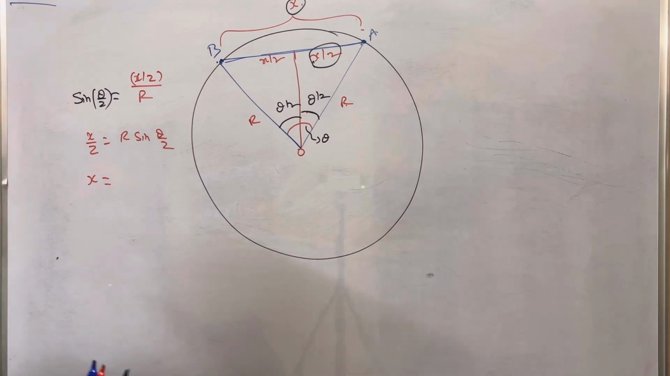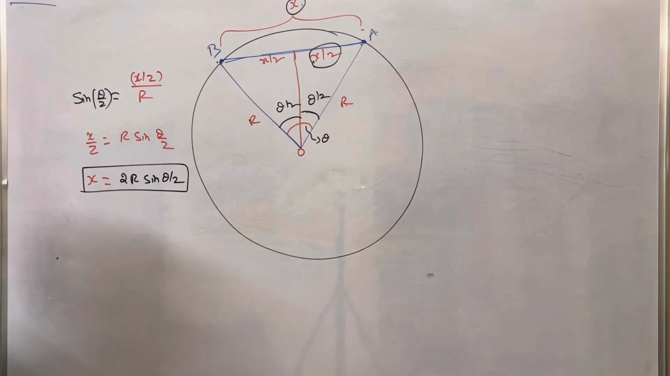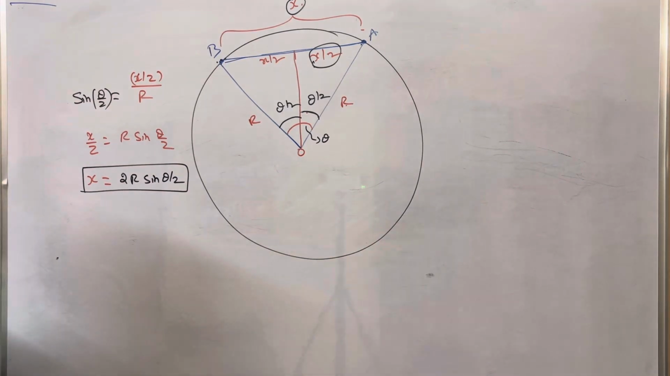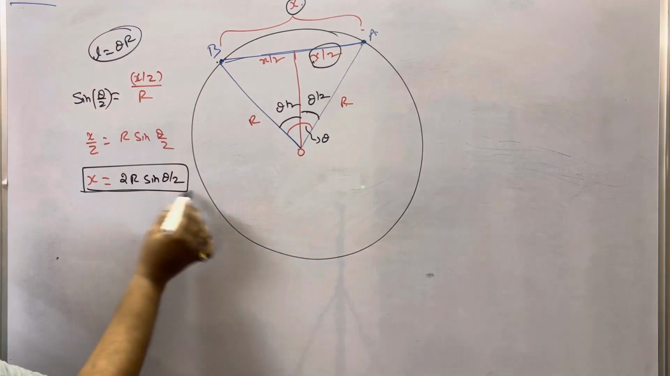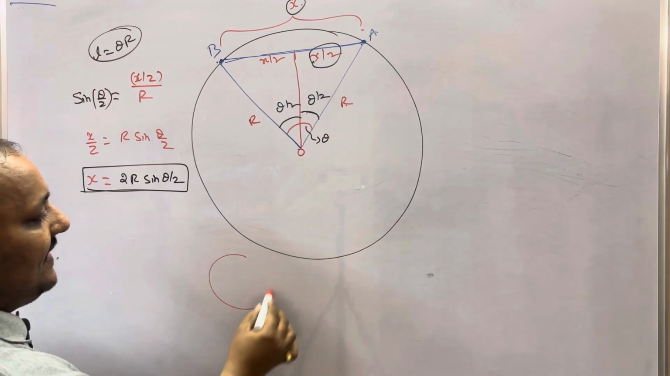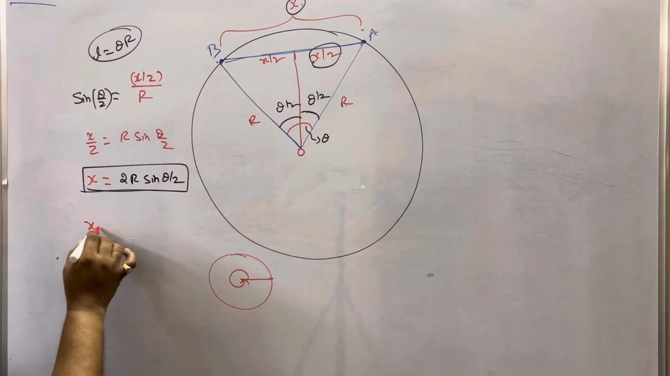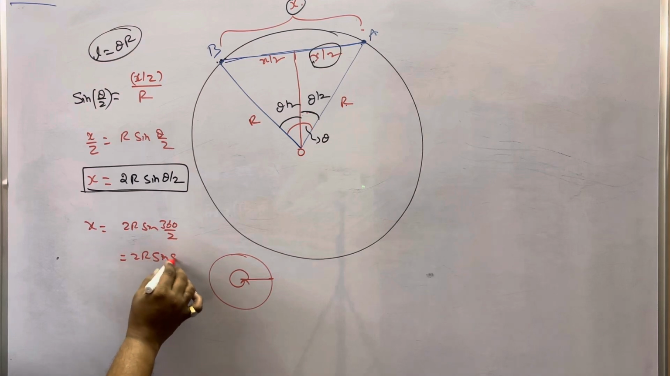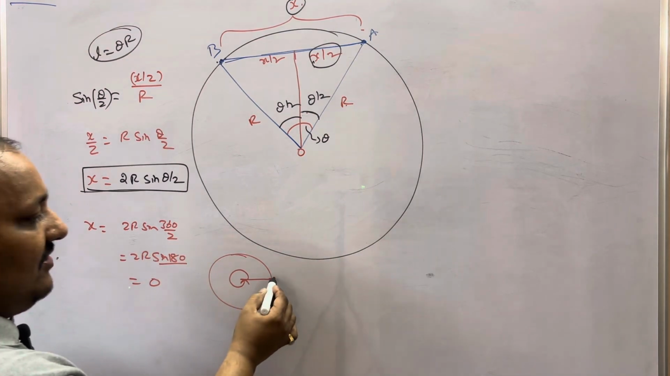Now, what is x? 2r sine theta by 2. This is the formula for displacement whenever the object is making an angle theta from A to B. What is the distance we said? Distance is theta r. Displacement is 2r sine theta by 2. Now we will see, if it is making a complete circle, what is theta? Theta is going to be 360. Substitute here: 2r sine 360 by 2, 2r sine 180. What is the sine 180 value? 0. Therefore, displacement is 0 from A to A.